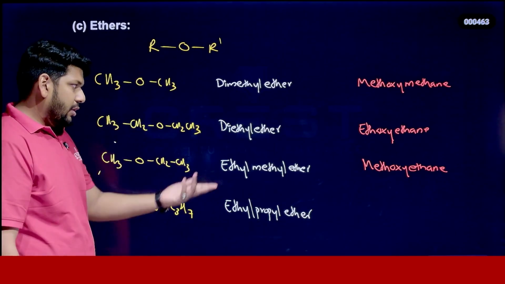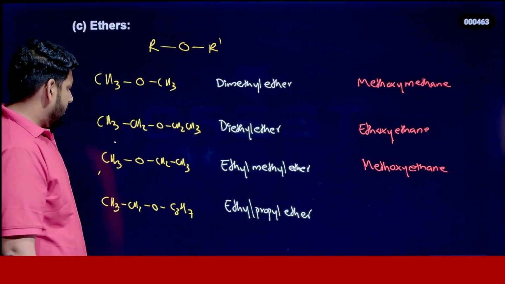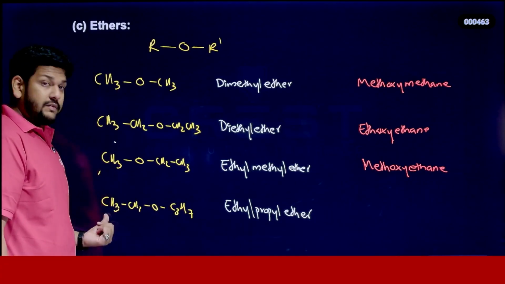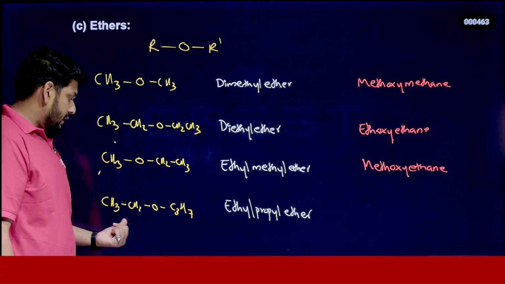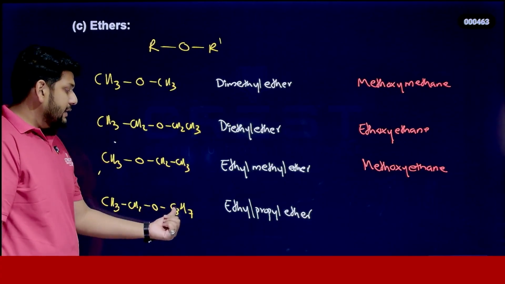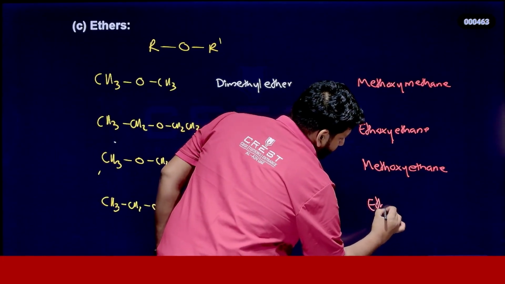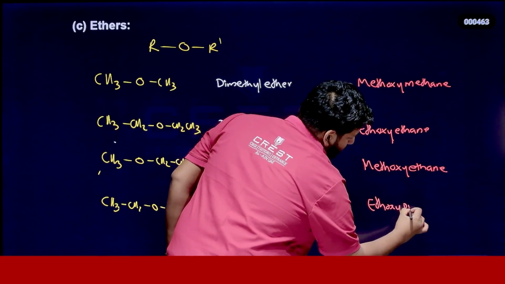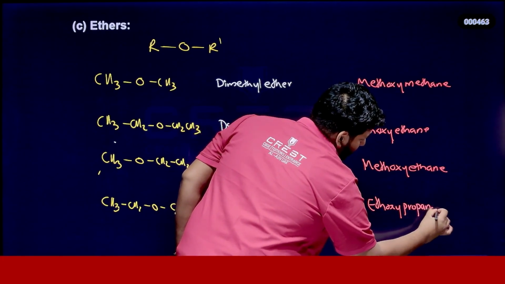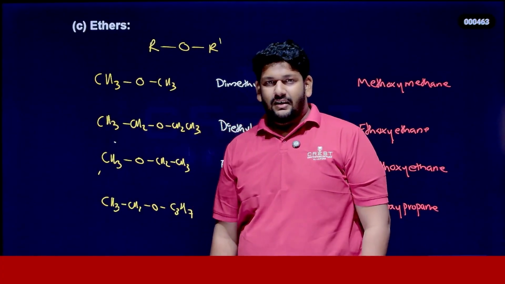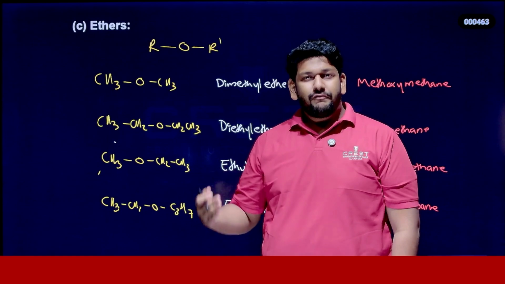And what about the IUPAC name? Here you have 3 carbons, here you have only 2 carbons. So you add oxy with the one having less number of carbon. So the IUPAC name will be ethoxypropane. Clear? I hope you guys got the idea how we can name alcohol, phenol, and ether.